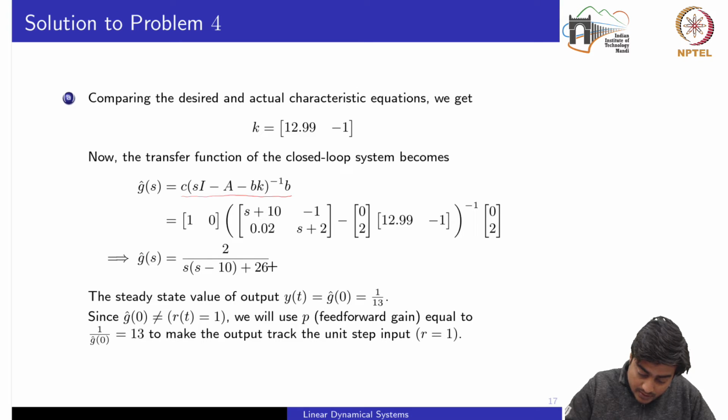So we see that the closed loop system is given by this. So the steady state value of the output y you would see is given by 1/13. So even if you are supplying the reference signal r is equal to 1, it won't be able to track only with this state feedback controller. We need to provide feed forward gain.